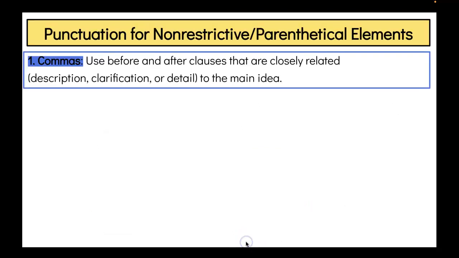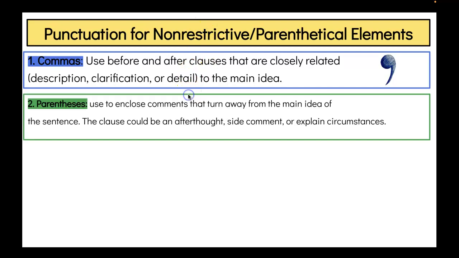So some different punctuation marks that we could use, first of all, is a comma. A comma is used before and after clauses that are closely related. They might give description or clarification or detail to the main idea. And they look like this. Now we keep saying clause, but sometimes phrases can act as parenthetical elements as well. But because we're talking specifically about dependent clauses in this unit, we're just going to stick to that terminology.